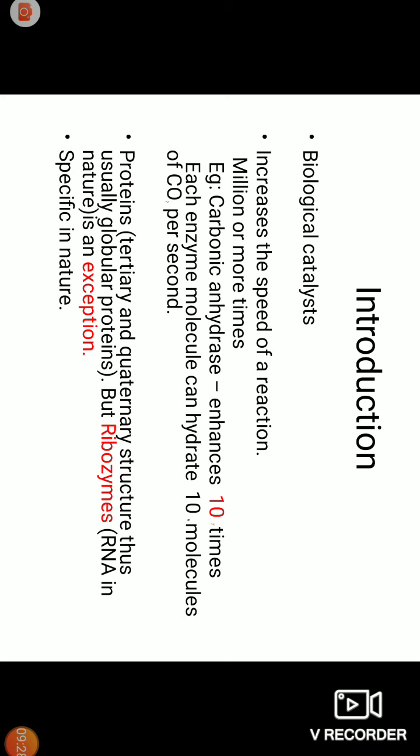So basically all enzymes are not proteins, because in the early 90s, that is 1992 I think, scientists identified an enzyme which is not protein in nature. They are basically RNA in nature. So an example is ribozymes. So ribozymes are enzymes which are not proteinaceous in nature but RNA in nature.